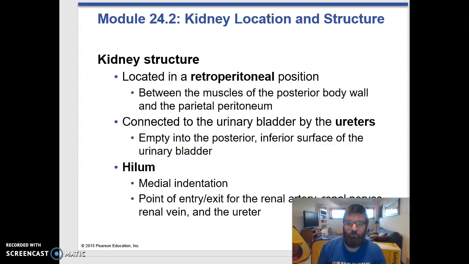Your kidneys are retroperitoneal, which means they are behind the peritoneal cavity. So unlike most of the other organs in your abdominal cavity, they do not have a visceral peritoneum on the outside with some space, and then the parietal peritoneum. They're actually behind the parietal peritoneum.